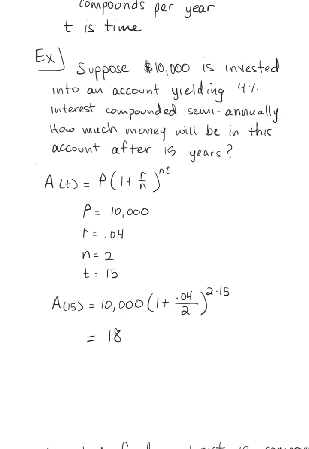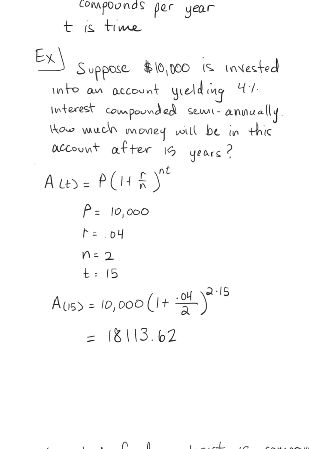I'm getting $18,113.62. So the $10,000 initial investment has grown to $18,113.62. So the interest earned after 15 years was $8,113. Now this is assuming that after the initial deposit, the money was just left alone in the account. There were no future deposits or investments other than the interest that's growing.